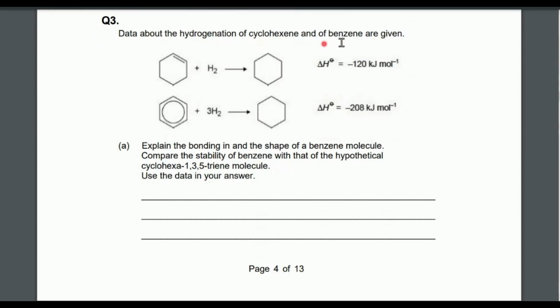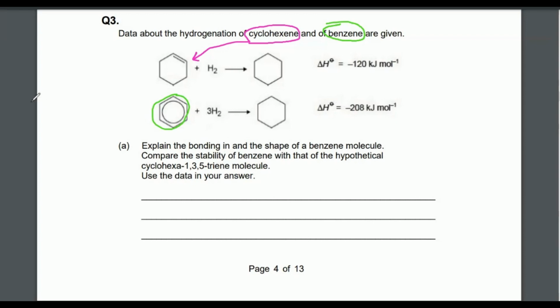So for question 3, data about the hydrogenation, fancy word, means adding hydrogen, of cyclohexene and of benzene are given. We can see for cyclohexene, which has 1 double bond, the enthalpy of hydrogenation is minus 120 kilojoules per mole. The minus means it's exothermic. And for benzene, adding 3 hydrogen molecules is minus 208 kilojoules per mole. Now, you might expect it to be minus 360, 3 times more than cyclohexene.